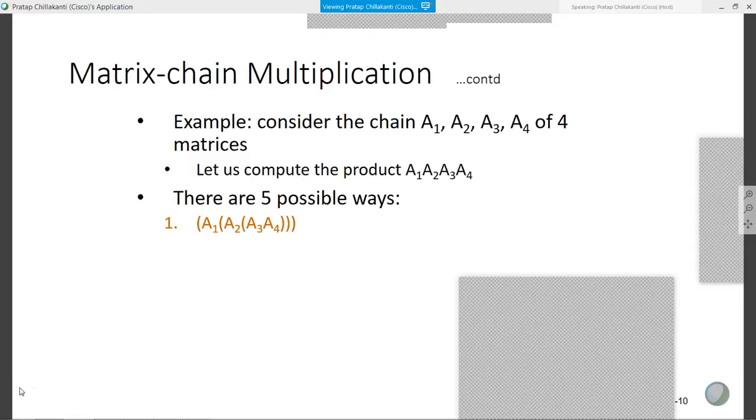Okay, then you do A2. After that, then you multiply with A1. That's one way. What is the second way? You're multiplying A2 and A3 first. Then you're multiplying with A4. Then you're multiplying with A1.